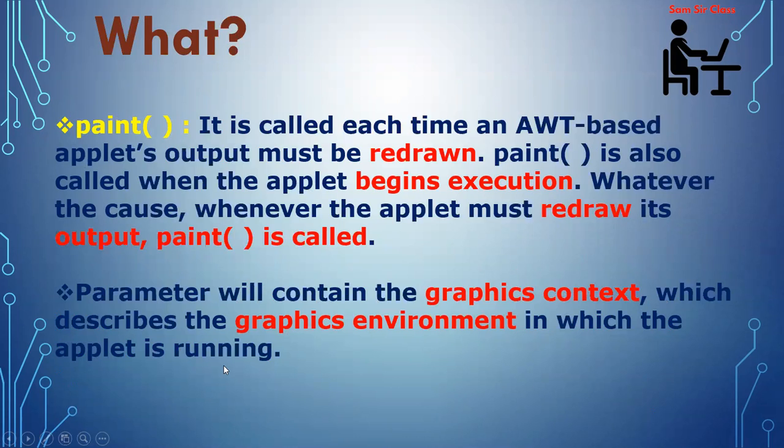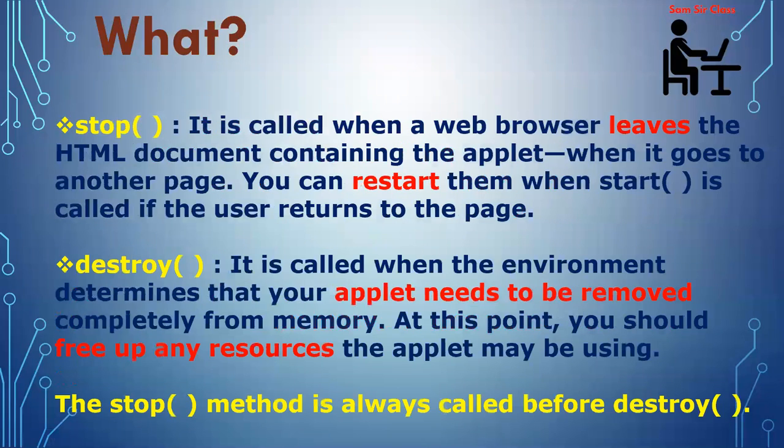Like you are drawing a circle, you are drawing a rectangle, so everything is graphics programming. How the graphics class will be used, we'll also see in the example. Now coming to the stop method, I have told that one web page is moved from running to idle state because of the stop method. It is called when the web browser leaves the HTML document containing the applet. So when it goes to another page, that means you are switching between pages. You can restart again by using the start method.